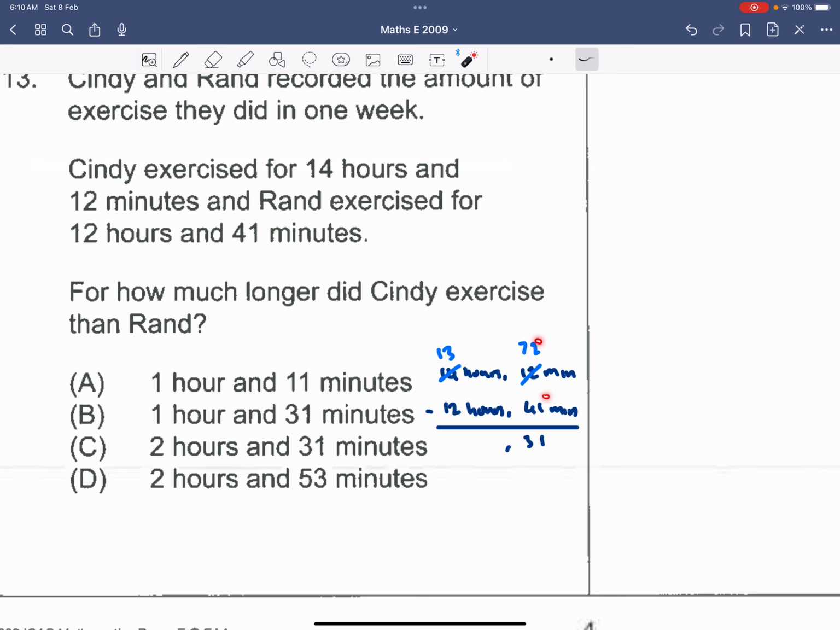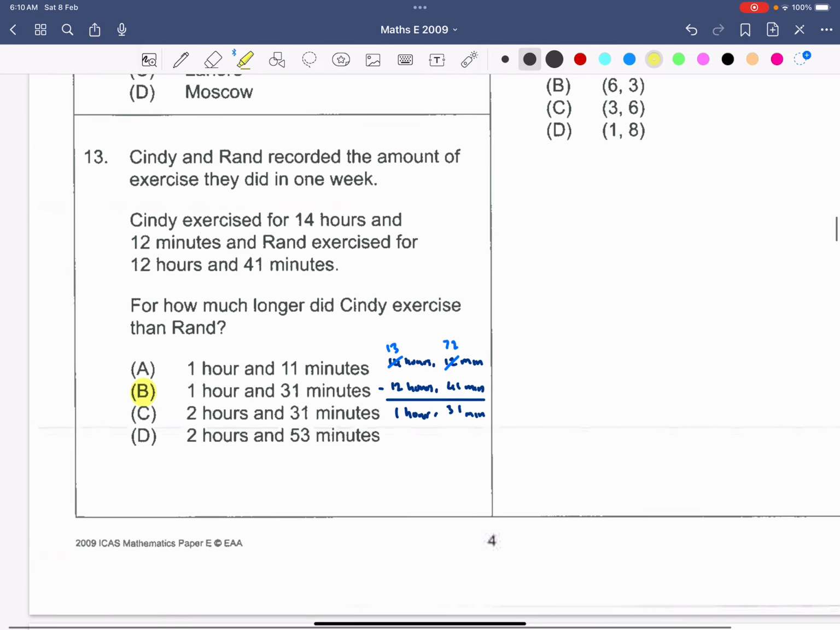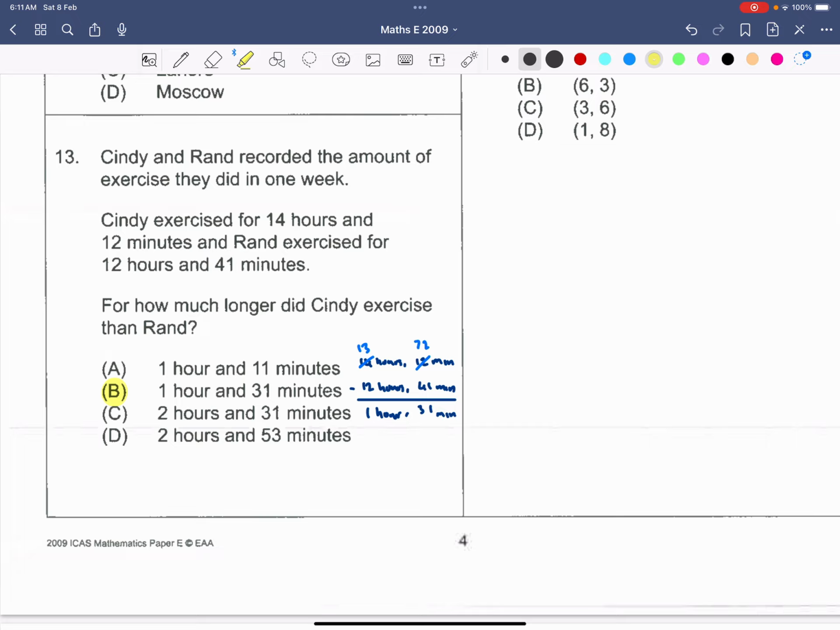So I did 2 take 1 is 1, and 7 take 4 is 3. And 13 hours, take away 12 hours, is 1 hour. So the answer is 1 hour and 31 minutes. So the answer is B, okay? The answer is B. That's a very nice concept of subtraction, but that's subtraction with hours and minutes instead of subtraction using like a metric system of tens and hundreds and thousands, okay? That's a nice question. You might want to revisit that one, okay?